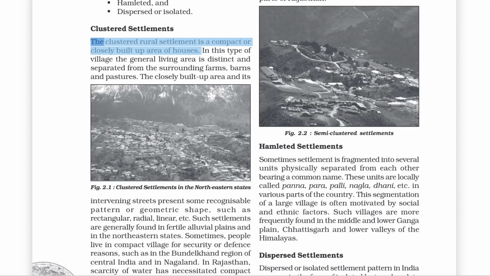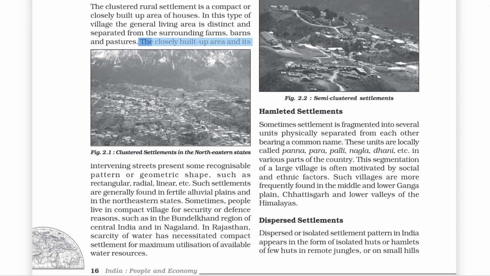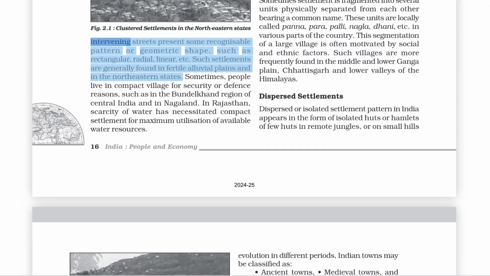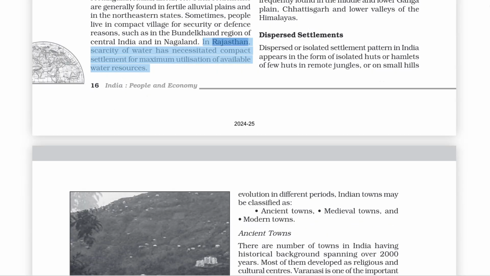Clustered settlements. The clustered rural settlement is a compact or closely built-up area of houses. In this type of village, the general living area is distinct and separated from the surrounding farms, barns, and pastures. The closely built-up area and its intervening streets present some recognizable pattern or geometric shape, such as rectangular, radial, linear, etc. Such settlements are generally found in fertile alluvial plains and in the northeastern states. Sometimes people live in compact village for security or defense reasons, such as in the Bundelkhand region of central India and in Nagaland. In Rajasthan, scarcity of water has necessitated compact settlement for maximum utilization of available water resources.